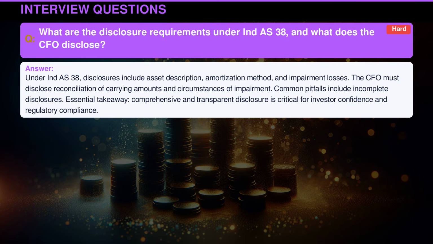Under Indian Accounting Standard 38, disclosures include asset description, amortization method, and impairment losses. The CFO must disclose reconciliation of carrying amounts and circumstances of impairment. Common pitfalls include incomplete disclosures. Essential takeaway: comprehensive and transparent disclosure is critical for investor confidence and regulatory compliance.